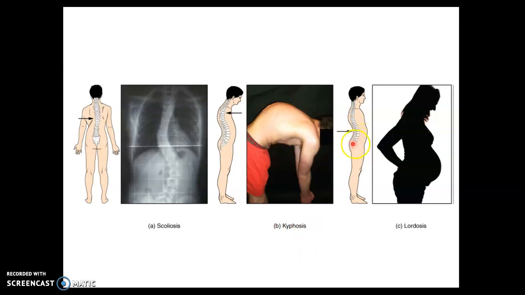We do have a normal lumbar curvature. It's concave posteriorly. If that lumbar curvature is exaggerated, like right here, which happens often with pregnancy because of the extra weight in the abdominal pelvic cavity, pulling it forward, which, by the way, would go away after pregnancy, that would be a lordosis. Lordosis is an exaggerated lumbar curvature, otherwise known as swayback.